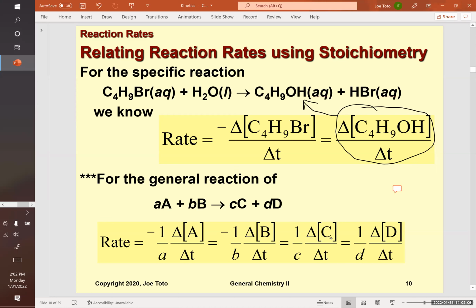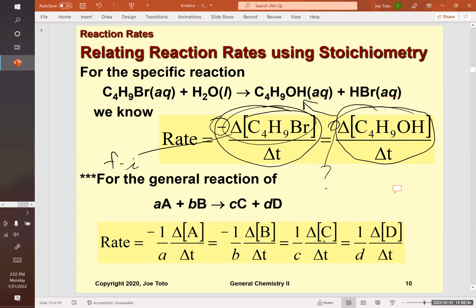Now, do you remember why there's a negative sign here and not here? One of them is being consumed, the other one's being produced. Brilliant. That's it. So we just have to put that negative because of the way delta is defined as final minus initial. So you get a negative for that numerator in this part, but here, since it's being produced, it's going to be positive, and it's going to be the same amount.